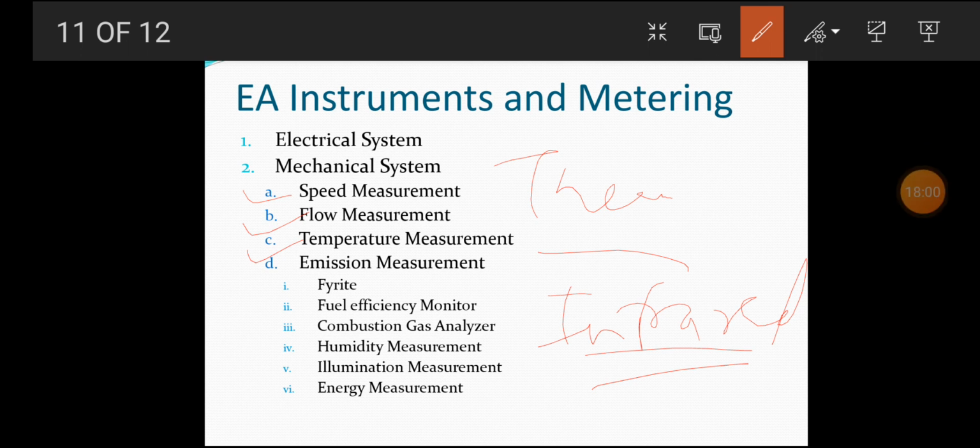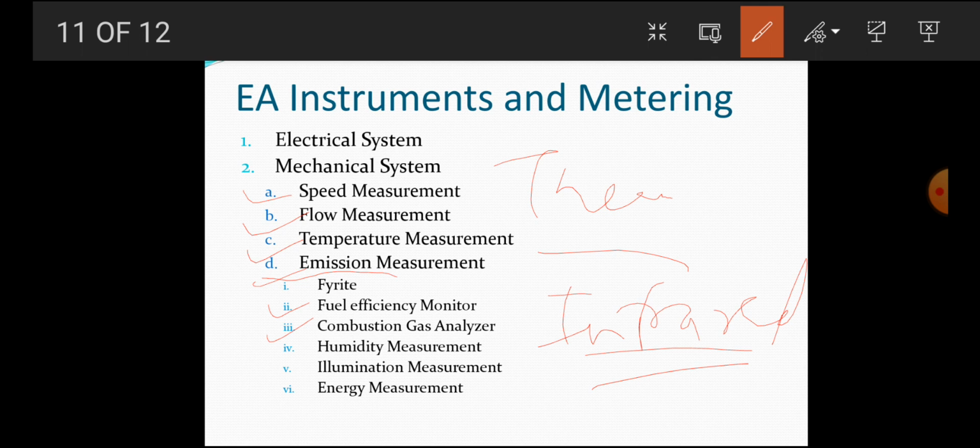Then next is emission measurement. So what is emission? The gas emission which is exhausting from the tailpipe of an automobile, that we have to measure. So fire rate, fuel efficiency monitor and combustion gas analyzer are used for emission measurement.